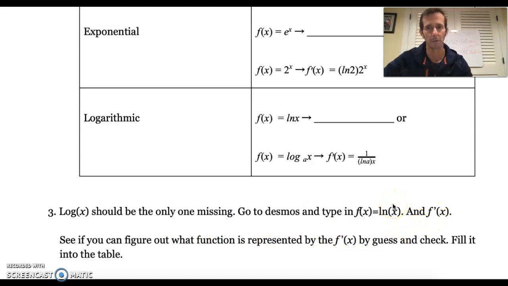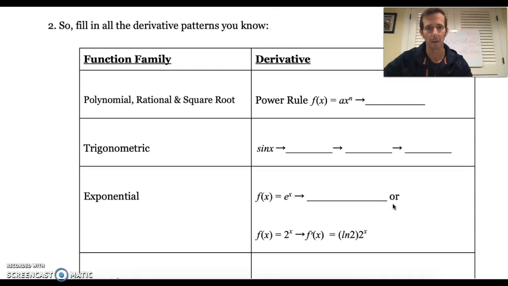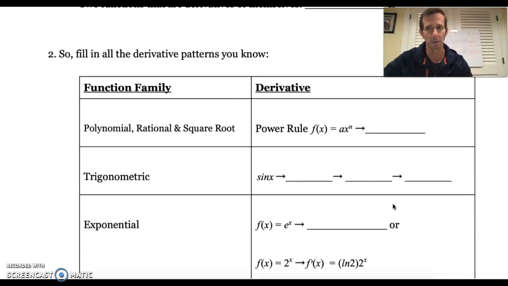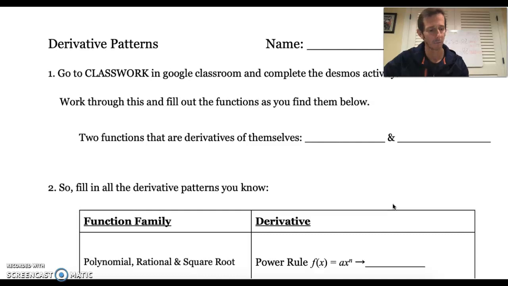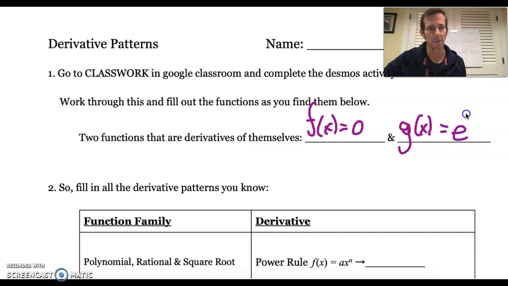So pause this video, go do all of those things, and then come back, and we will have answers for you here. So pause it, go do those, and come back. All right, hopefully you really did what you were supposed to. Two functions that are derivatives of themselves would be f of x equals 0, and I'll use a different letter, g of x equals e to the x. And you would have found those out on that Desmos activity.